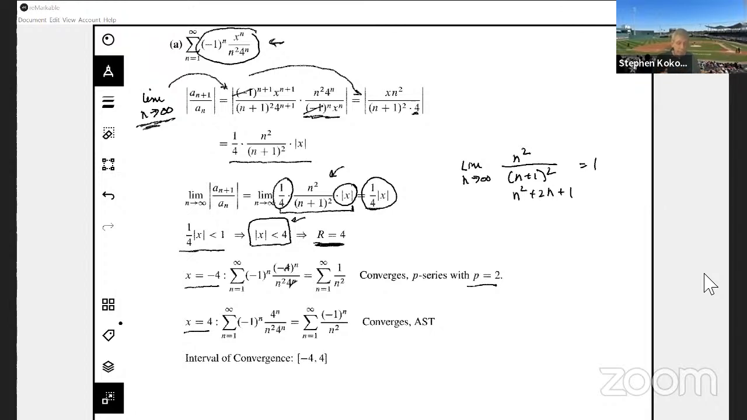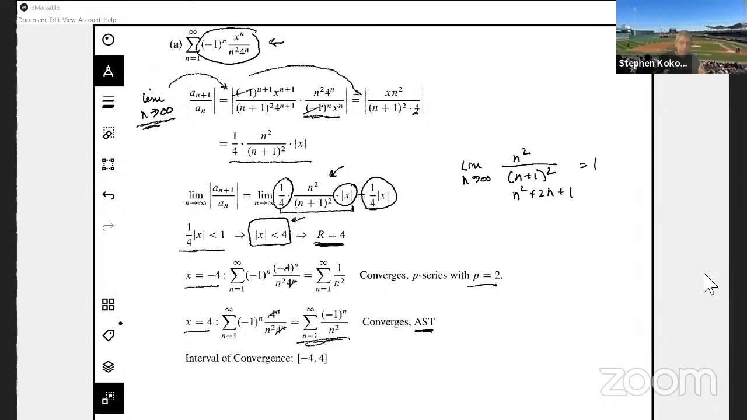So what happens when x is equal to 4? I do the same thing. I plug in, I get a little cancellation of the 4 to the n's, and I'm left with this series. Well, if you stare at that long enough, you'll recognize that that one converges. And we recognize this abbreviation in this context. It converges by the alternating series test.